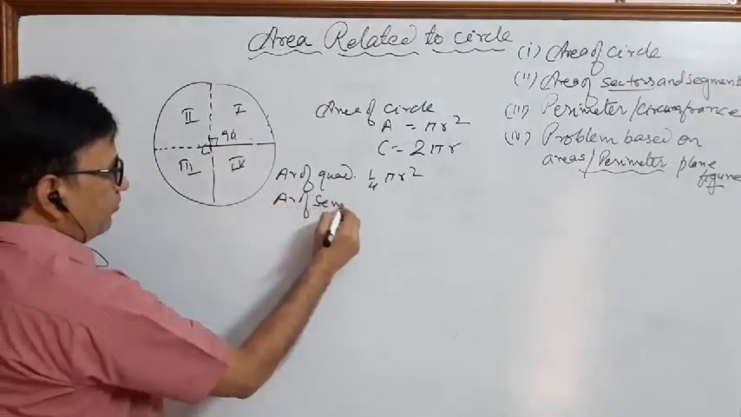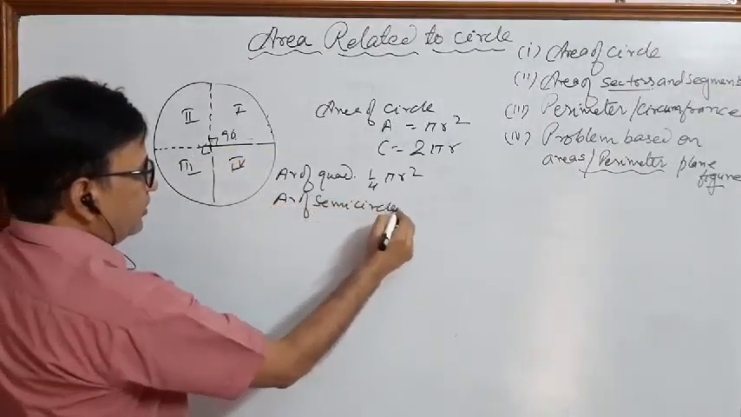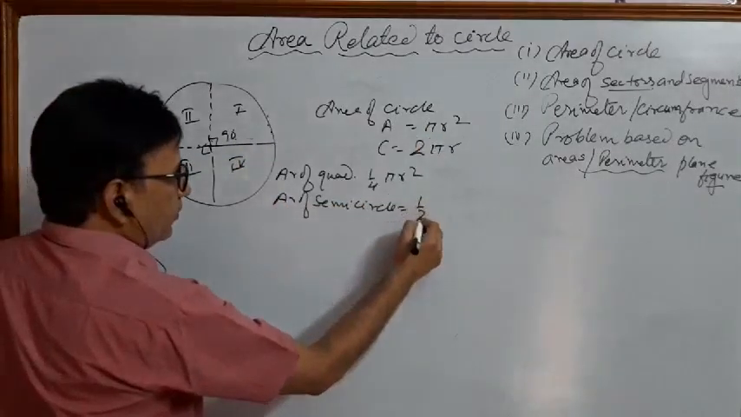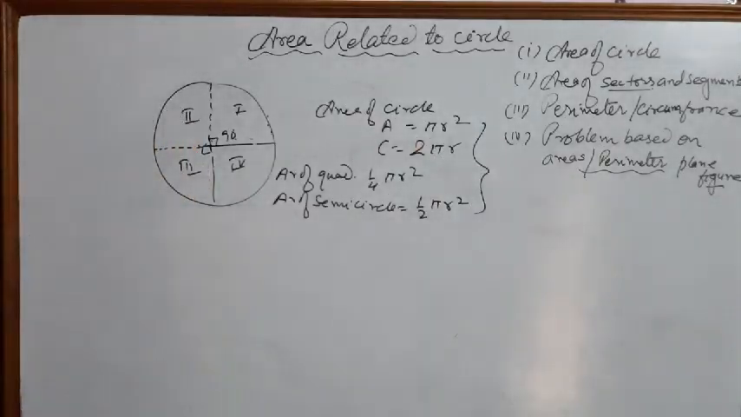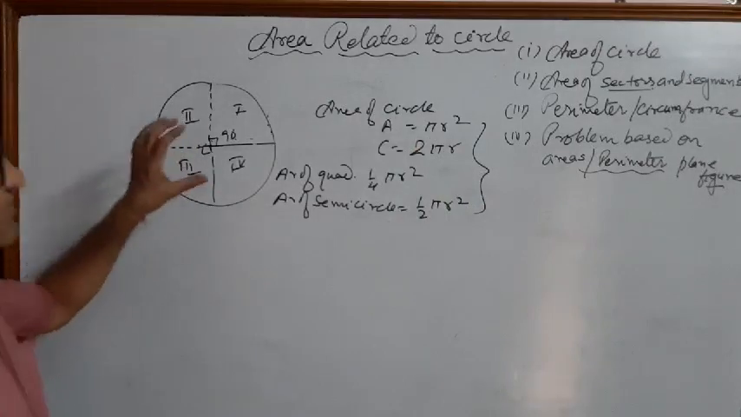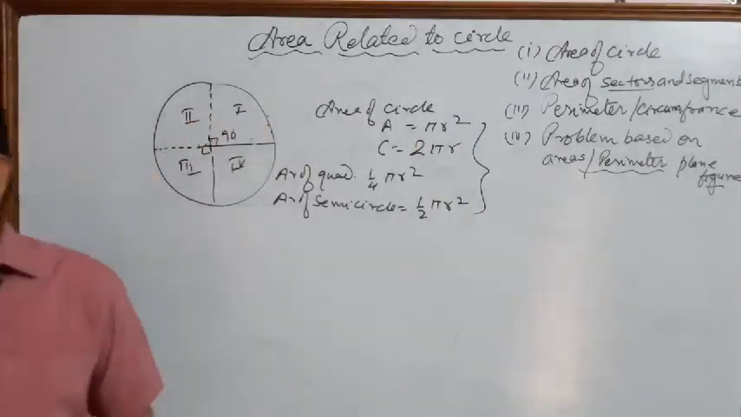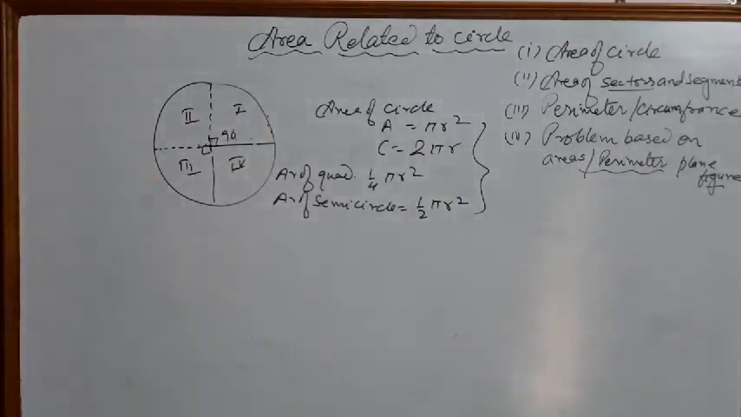Then area of semicircle. Semicircle means half circle. That is pi r square by 2. So 1/2 pi r square. Okay, these are the basics, you know very well. Now see about sector and segment. It's very important. Sector and segment.